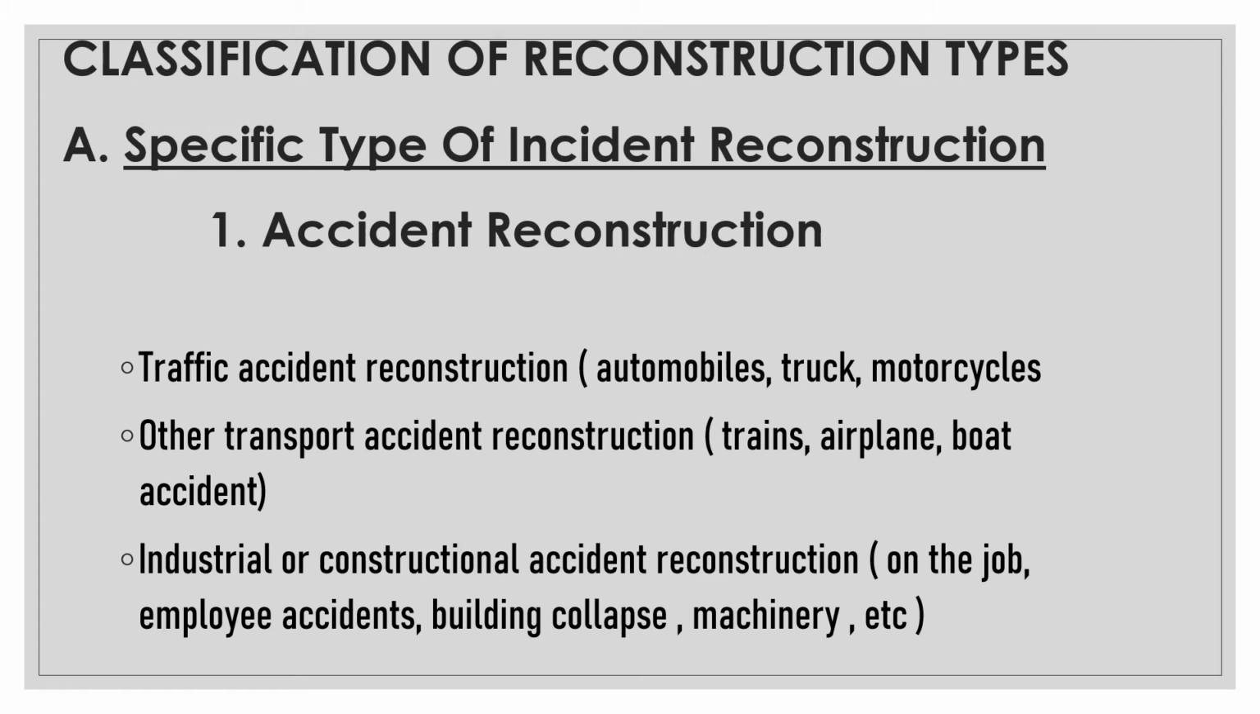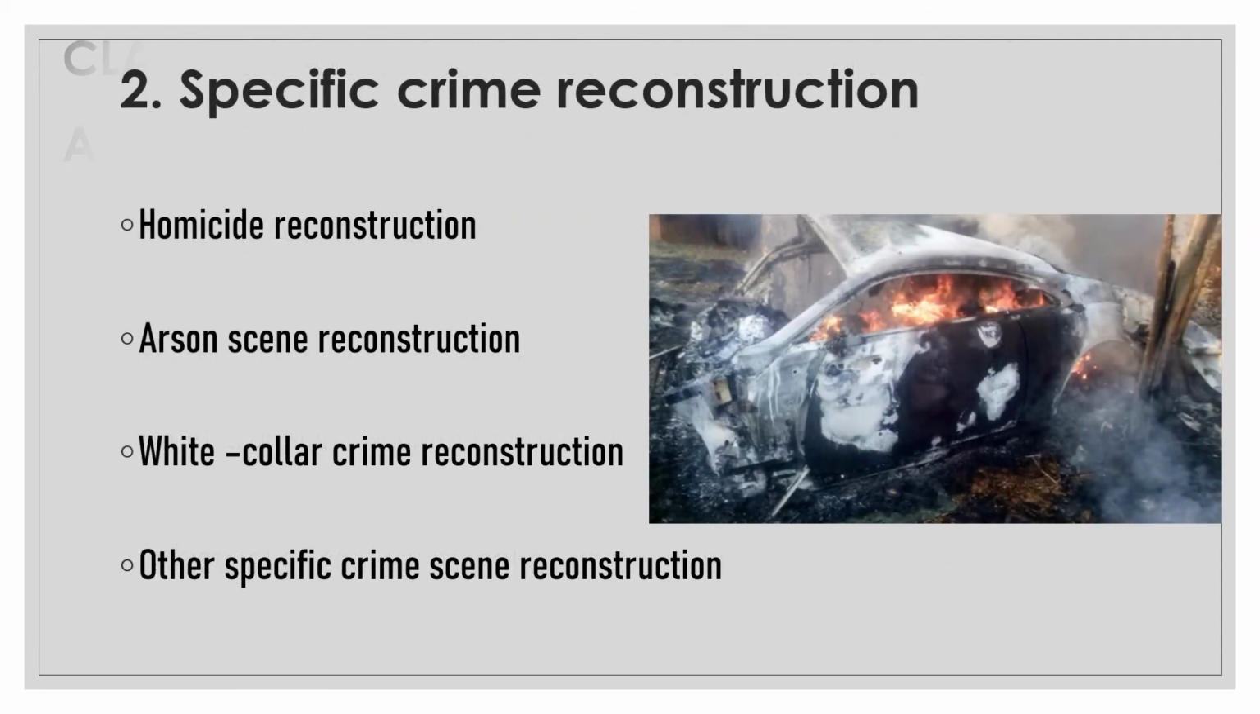Other types of transport accidents include train, airplane, or boat accidents. But for industrial, for example, on the job training, on the job employee accidents, building collapse, machinery, etc.